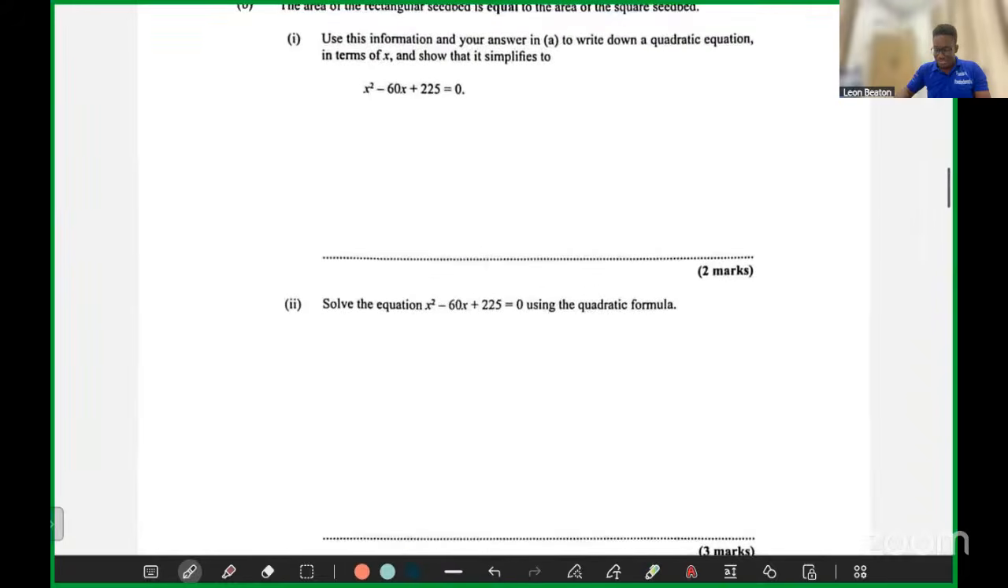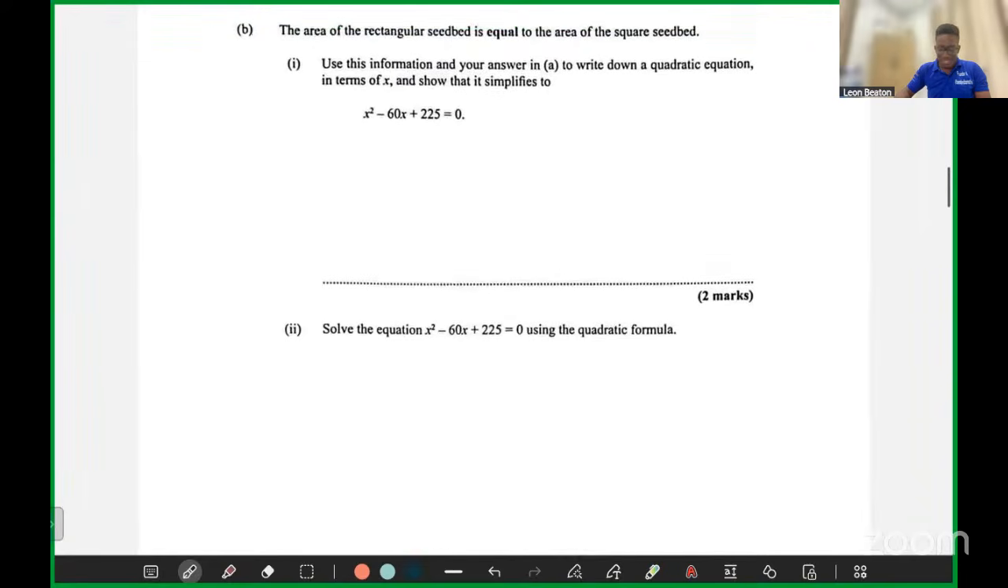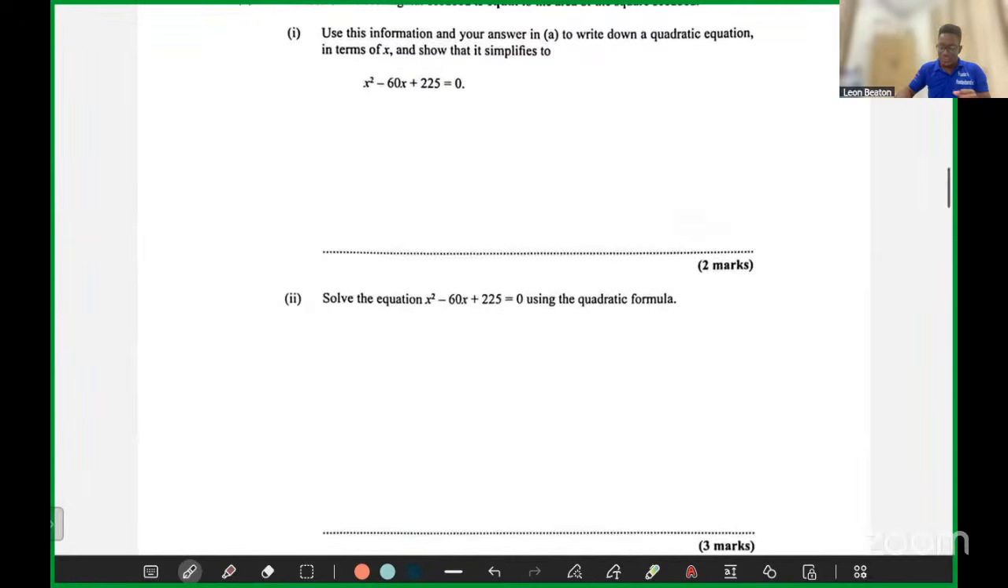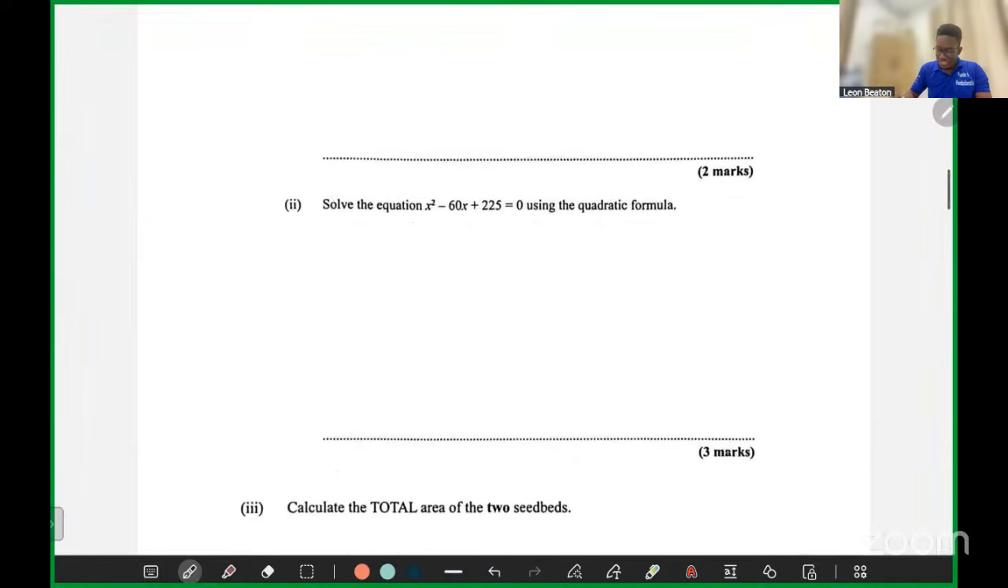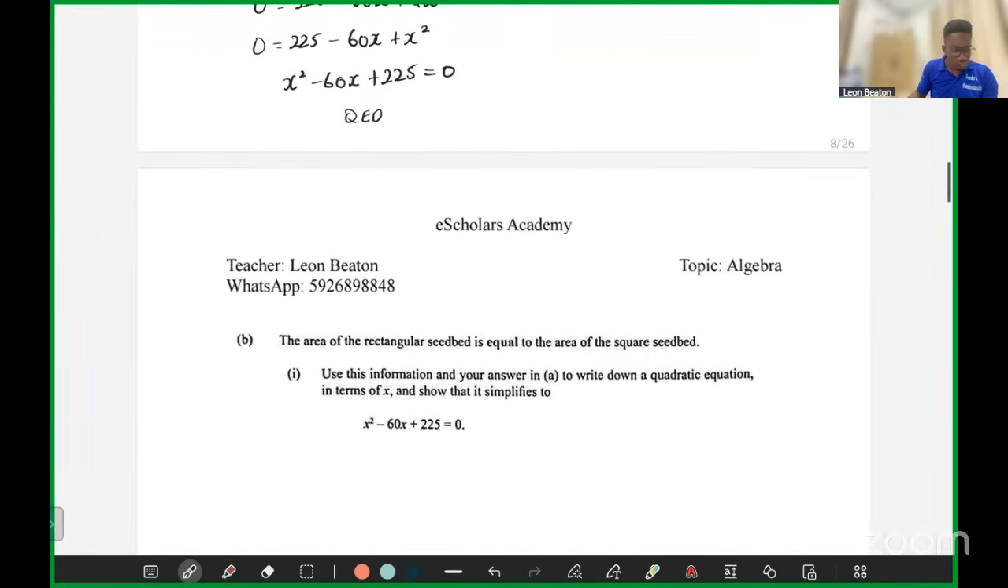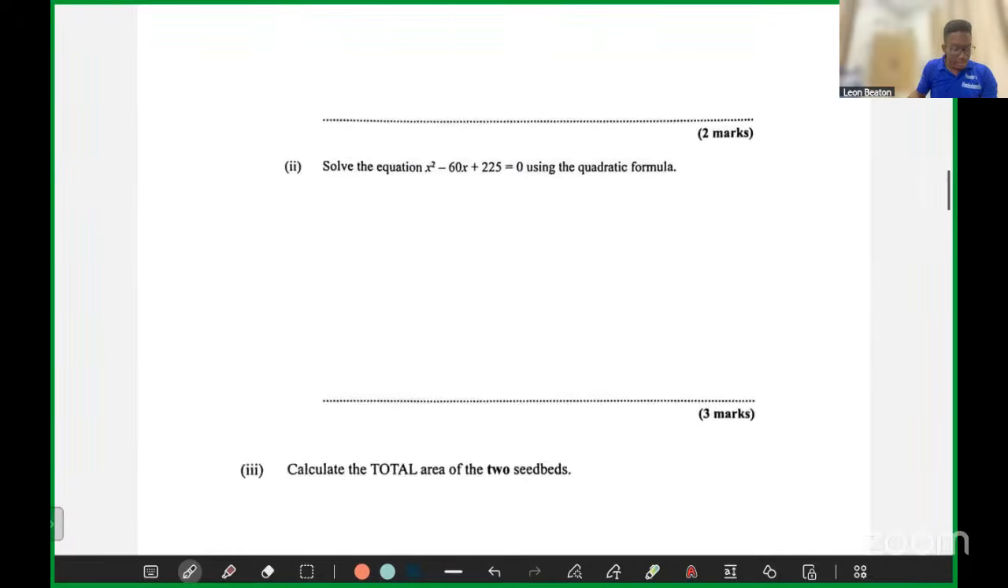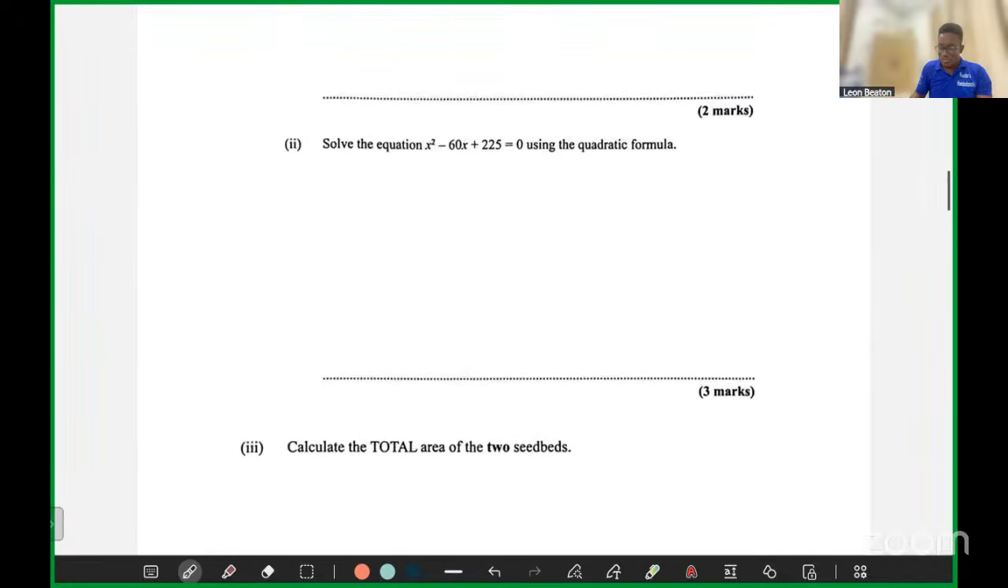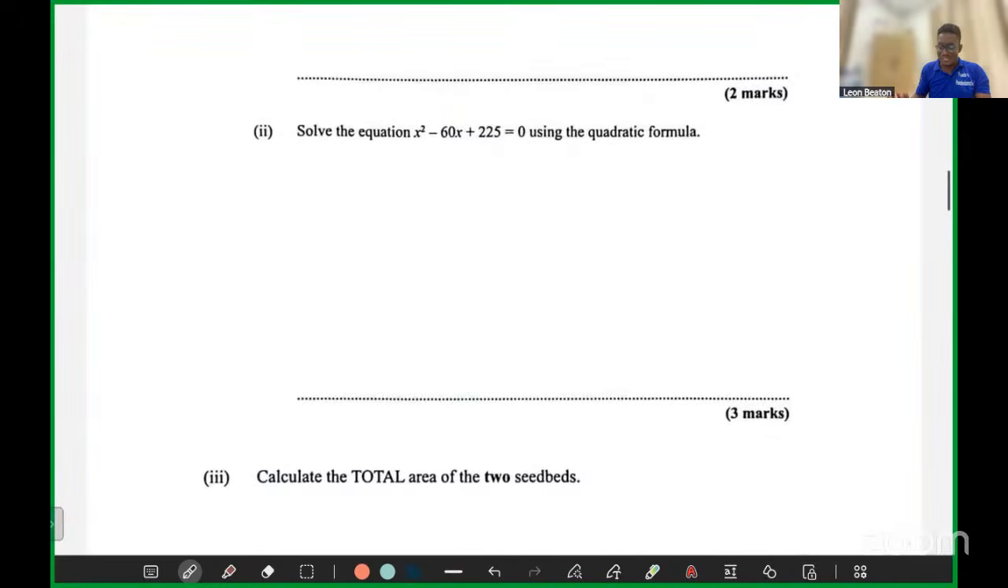So that's that answer. So next, it said solve the equation, which is what we have at the top, using the quadratic formula. And this one went for 3 marks. So if you lost a lot of marks, you should be at least getting these 3 marks because the quadratic formula will be given to you. So at least you should get 3 marks here.